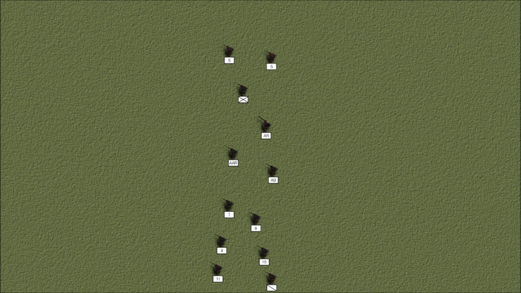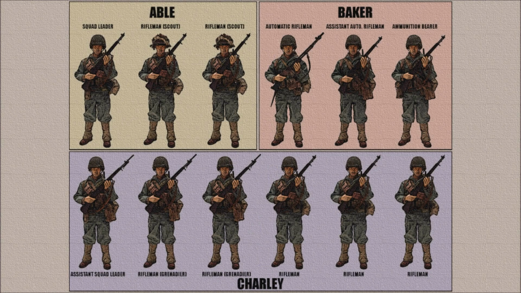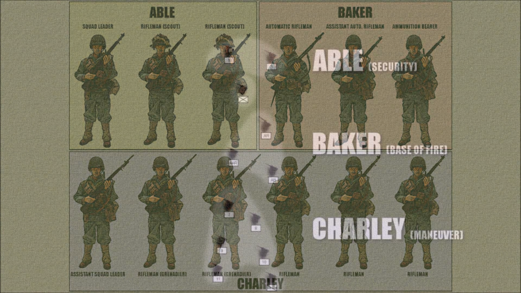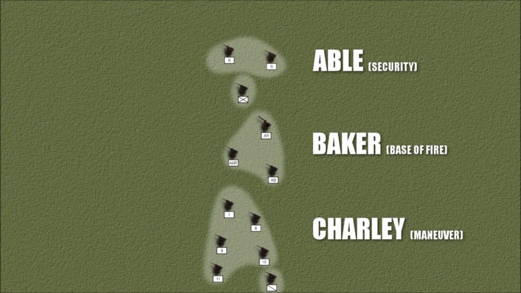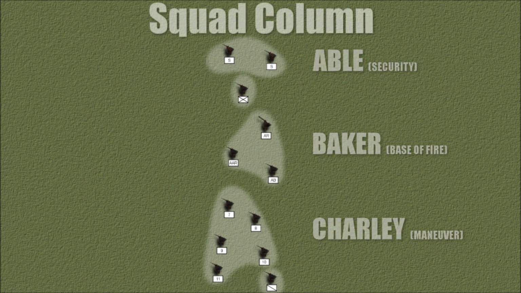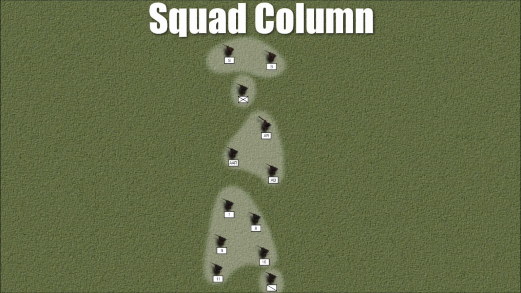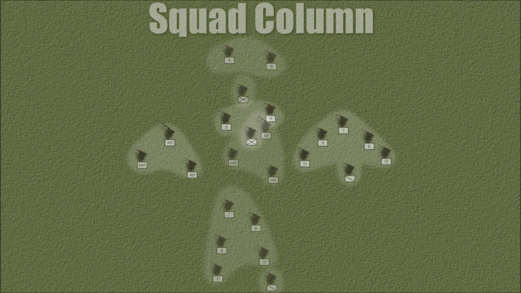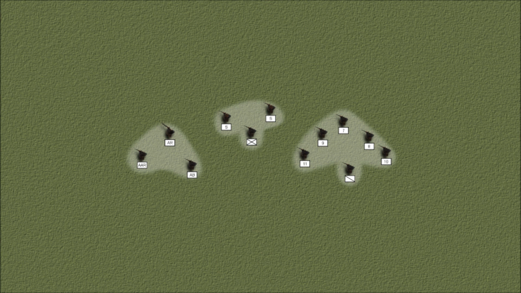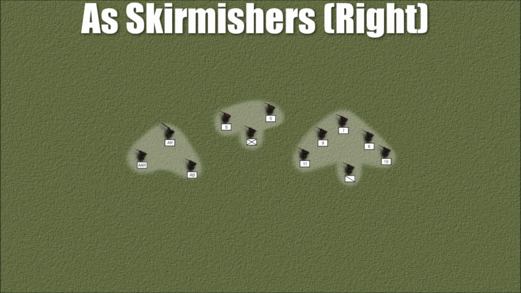Yet another change occurred very late in the war. When the Able Baker Charlie Squad organization was adopted, as discussed in my previous video, formations were altered accordingly. Squad column remained the same, but the diamond formation was dropped, and the skirmish line was adapted to keep each team intact. There were 2 variations to the line formation when as skirmishers left and as skirmishers right made their return.